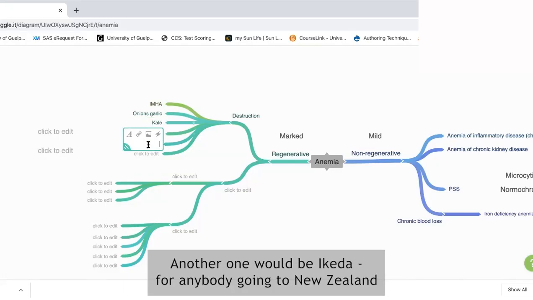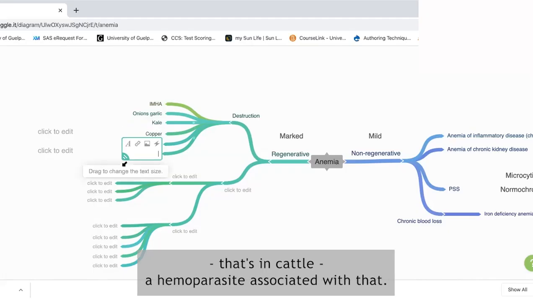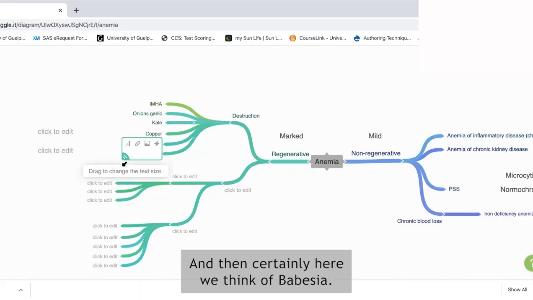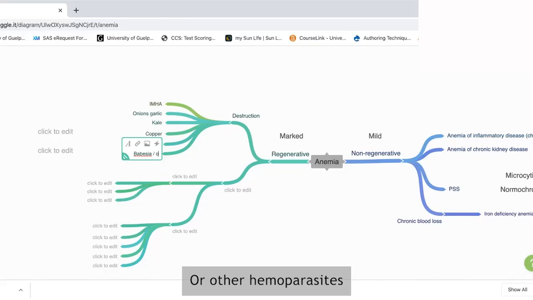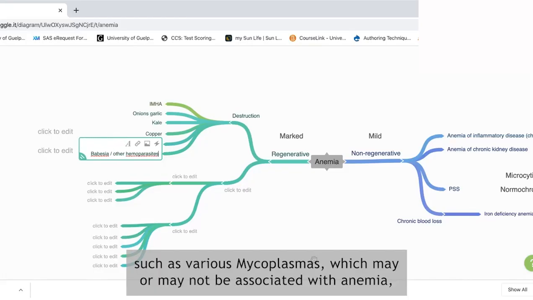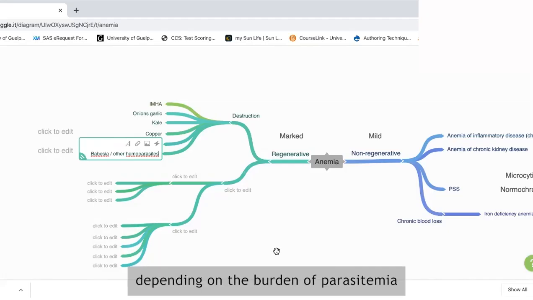Another one would be Ikeda, for anybody going to New Zealand. That's in cattle, and hemoparasite associated with that. And then certainly here we think of Babesia, and there's various types of Babesia which you could add to your own diagram, or other hemoparasites, such as various mycoplasmas, which may or may not be associated with anemia, depending on the burden of parasitemia and how healthy the individual is.